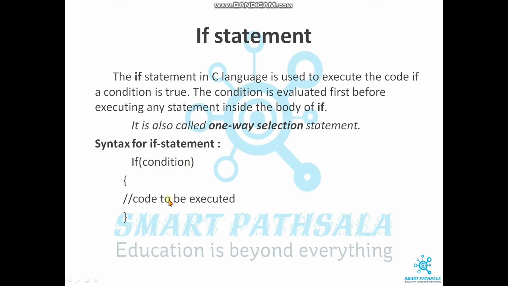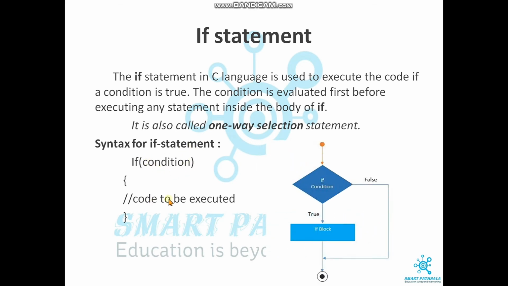Now here in the diagram you can see some statements proceed through the if condition. If it satisfies the condition, that means the condition is true, then it will execute through the if block and further pass to the next statement. And if it doesn't satisfy the condition, that means the condition is false, then it will directly proceed to the next statement. It will not go through the if block. Now we'll see an example of the if statement.